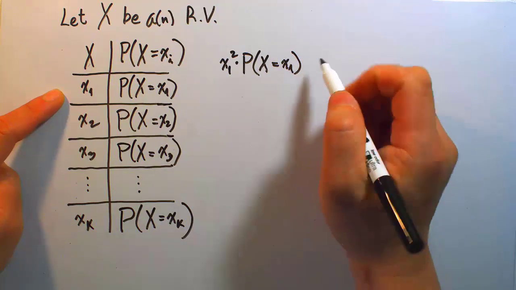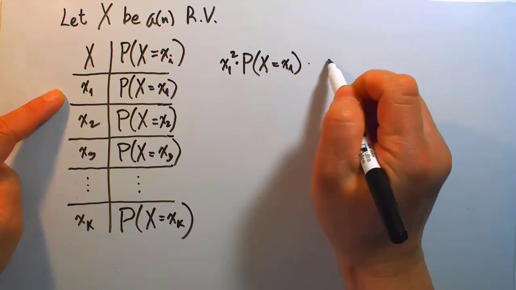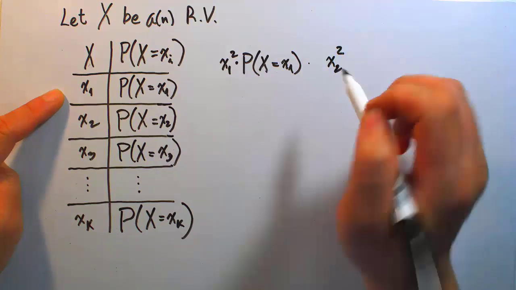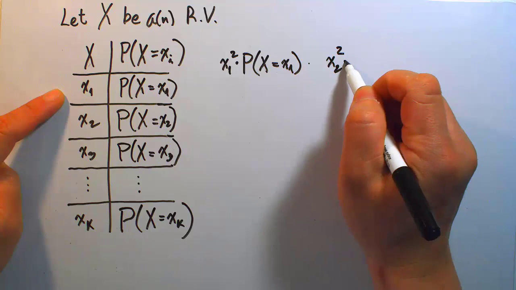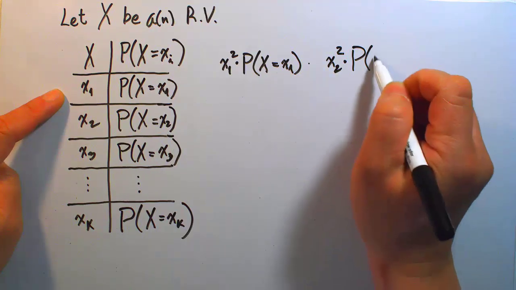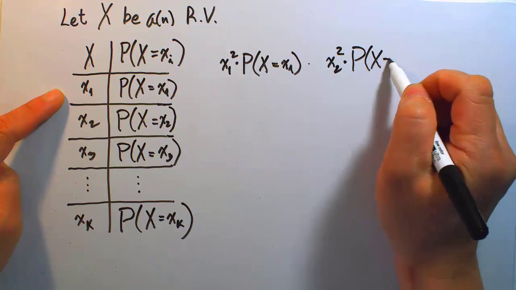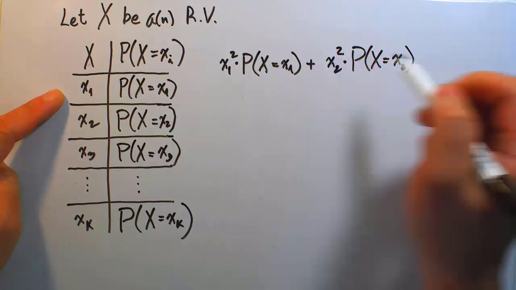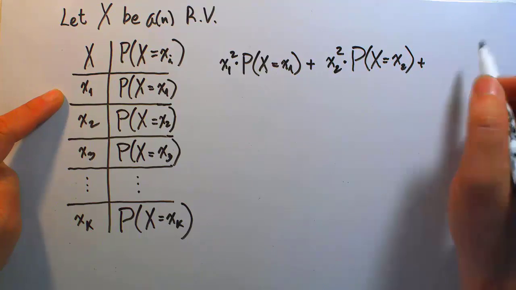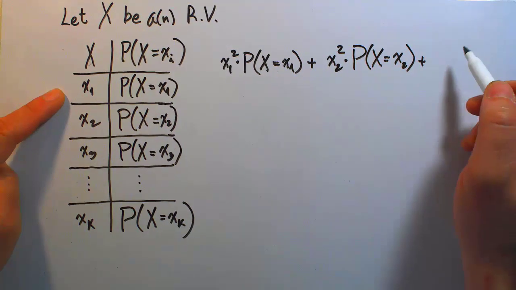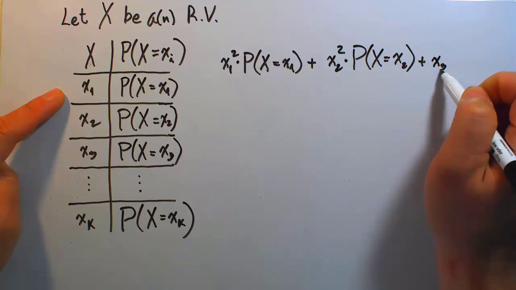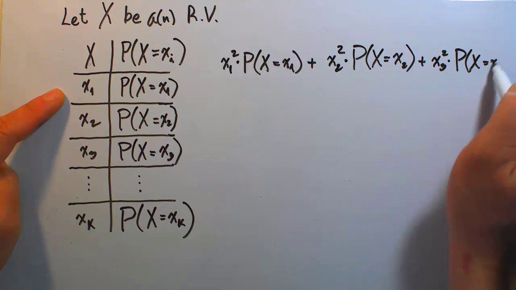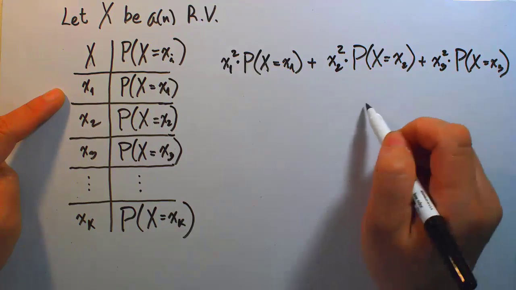Then we advance over to the next entry, simply square the value x2, and multiply that square of x2 with the probability value when capital X equals x2. And we add these two, and we'll keep doing this. For x3 squared, multiply with the probability when capital X equals x3, and we'll continue doing this.